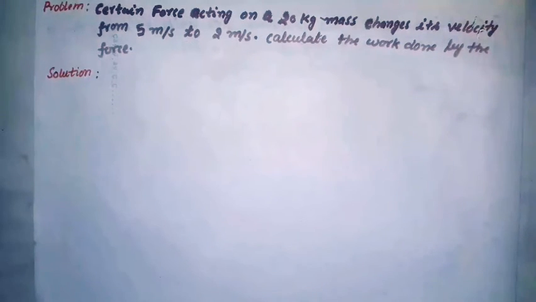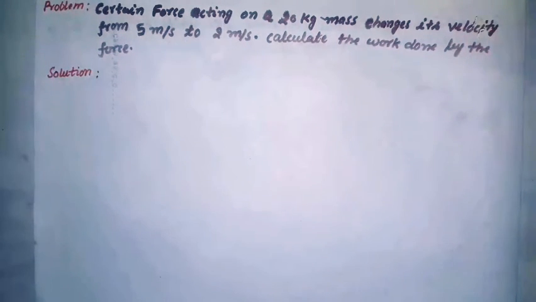Hello students, today we are going to solve a few numerical problems related to the chapter work and energy. The very first problem given to you is: a certain force acting on a 20 kilogram mass changes its velocity from 5 meter per second to 2 meter per second. Calculate the work done by the force.